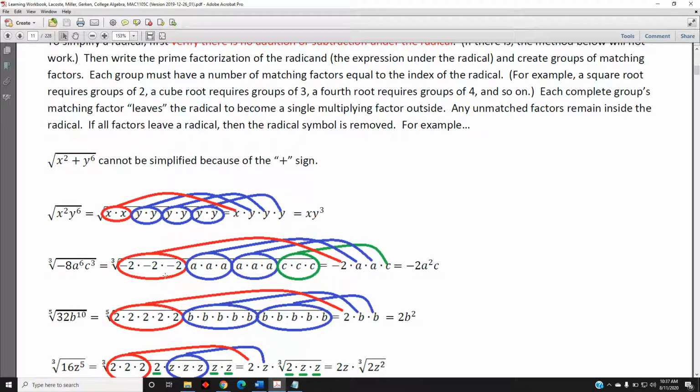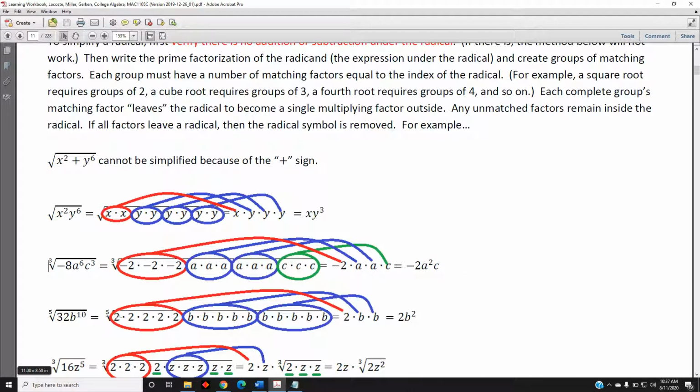So, there's a group of 3, there's a group of 3, there's a group of 3, there's a group of 3. Each group sends one representative outside of the radical. So outside we get a negative 2, an a, a second a, a c, and combining these gives us our simplified result, negative 2a squared c. Next one, fifth root of 32b to the 10th.